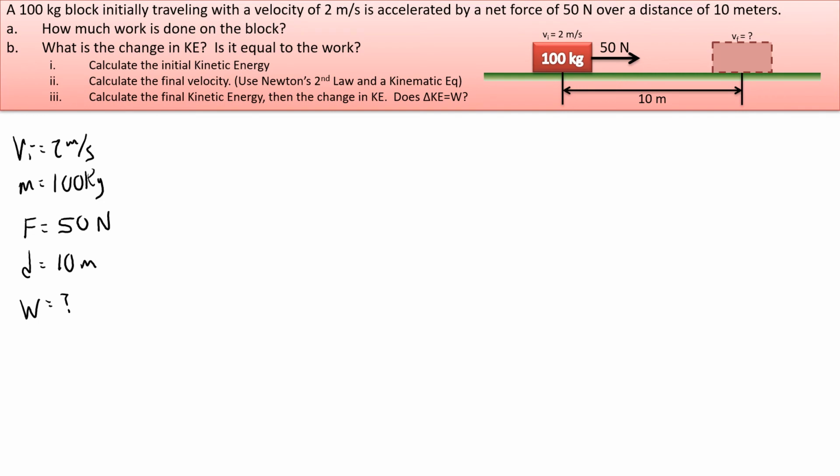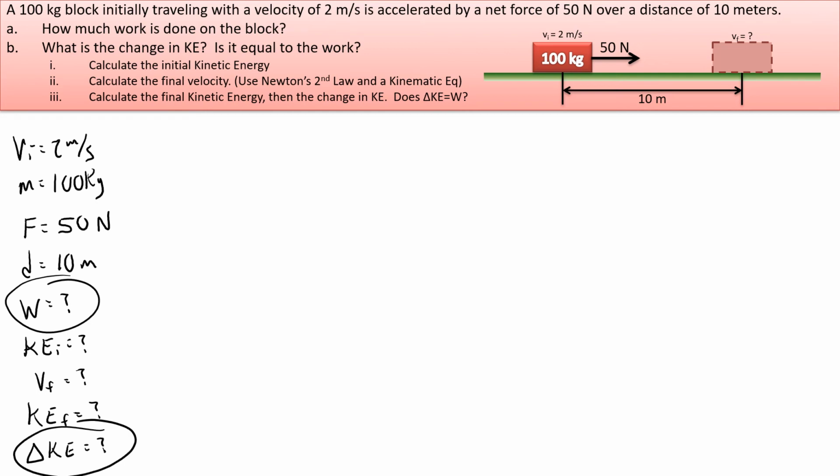And then we're actually going to calculate what the initial kinetic energy is, what the final velocity is, so that we can know what the final kinetic energy is. We'll calculate that after, and then we'll subtract the two kinetic energies to see what the change in the kinetic energy is, and the work should be equal to the change in the kinetic energy. So that's the roadmap of what we're going to do. If you want to pause the video now and try it on your own, I highly recommend it.